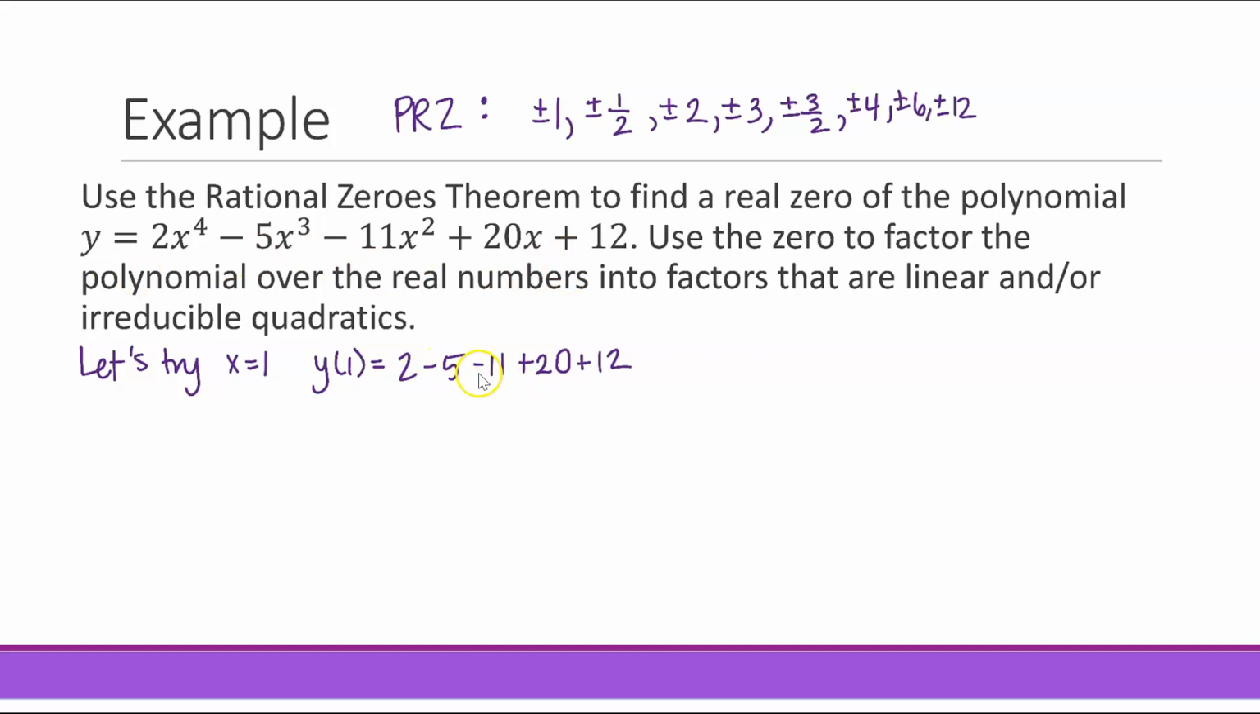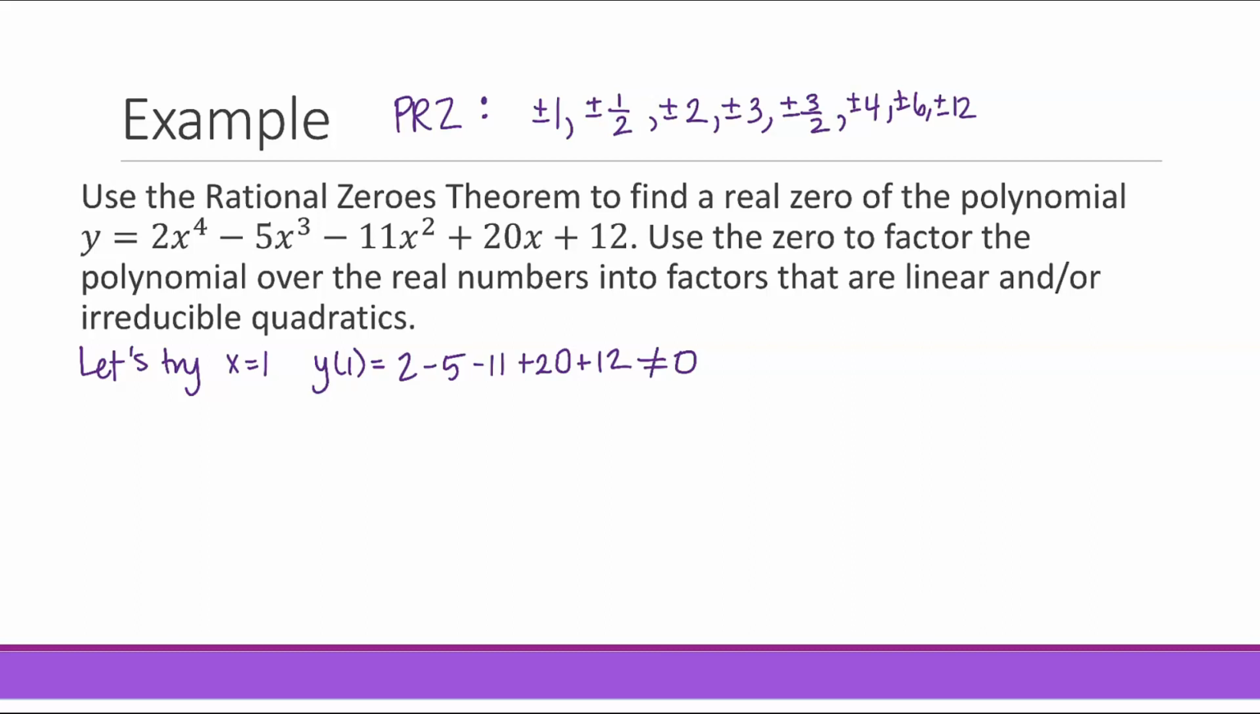So the more mental math here we can do, sort of the better. So this is going to give me negative 3 minus 11. So that's going to be negative 14. Negative 14 plus 20 is going to give me a positive 6. Plus 12 is not going to give me 0. So I don't need to waste my time actually finding the specific remainder. I just want to know, is the remainder 0?